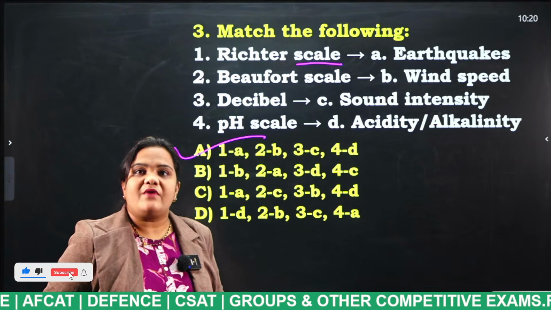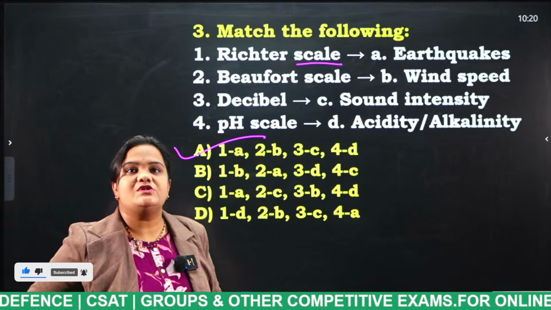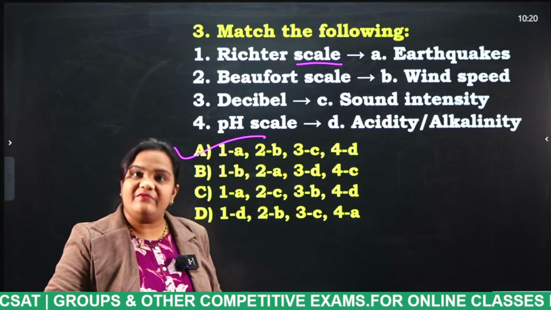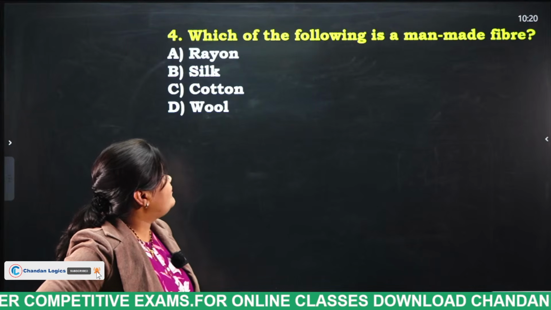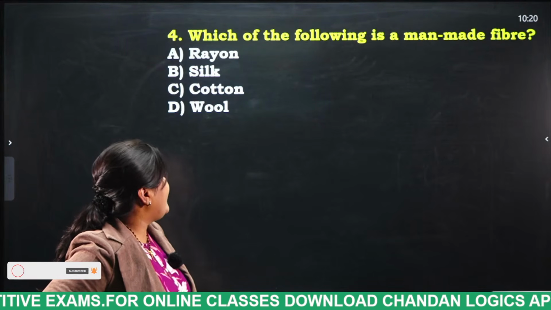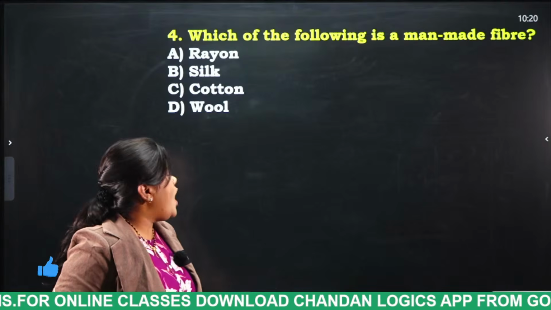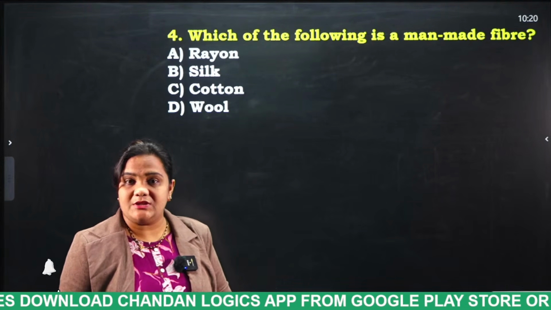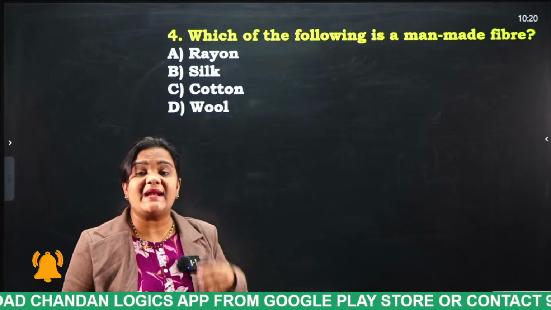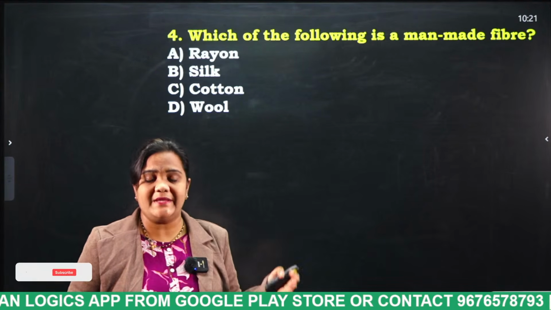Yes, seismograph, earthquakes, very good, Shivani. And anemometer, wind speed. Next, which of the following is a man-made fiber? Rayon, silk, cotton, wool. The three options given in the question are naturally made.